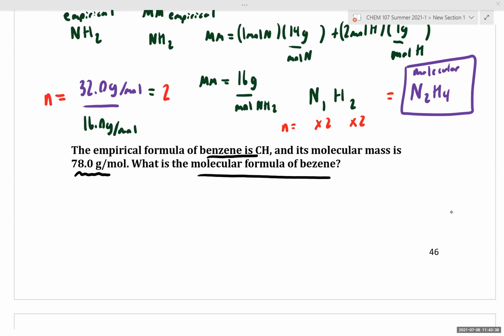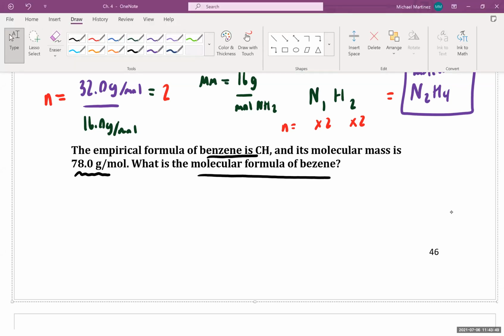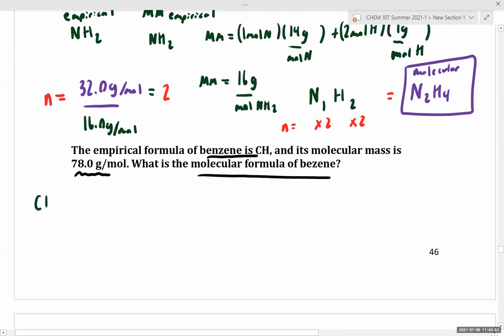As we tackle this problem, would anyone like to share their calculated empirical formula mass? We know our empirical formula unit is CH. Would anyone like to share their calculated molar mass for this CH subunit? Yep, 13 grams per mole. We have 12 grams from carbon and 1 gram from hydrogen, so this CH unit has a mass of 13 grams per mole.